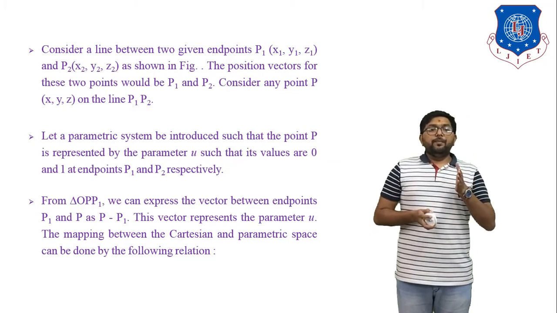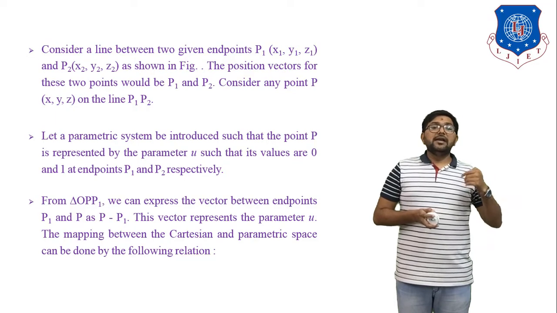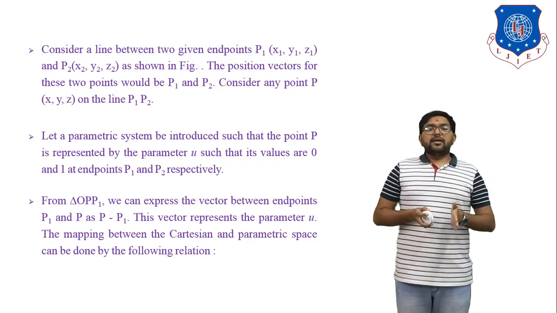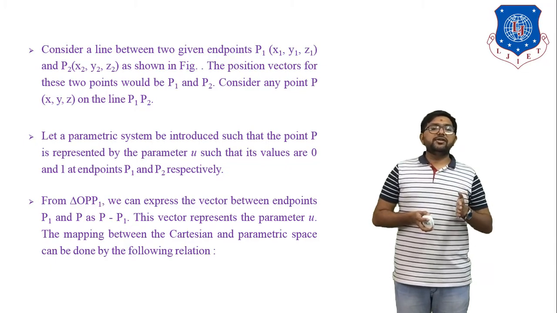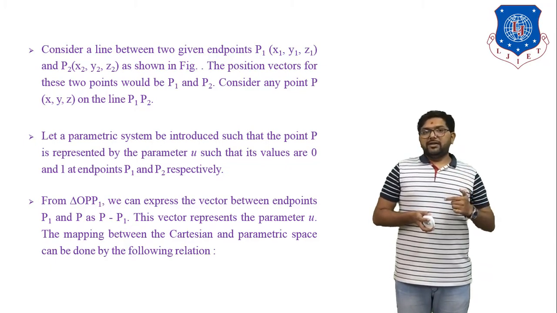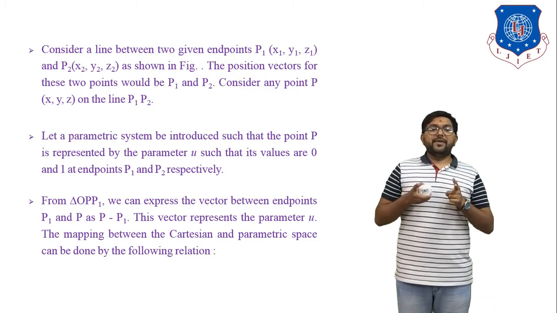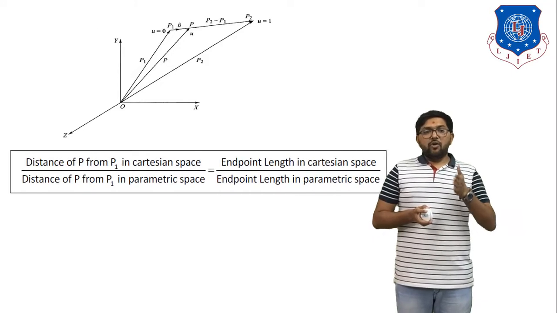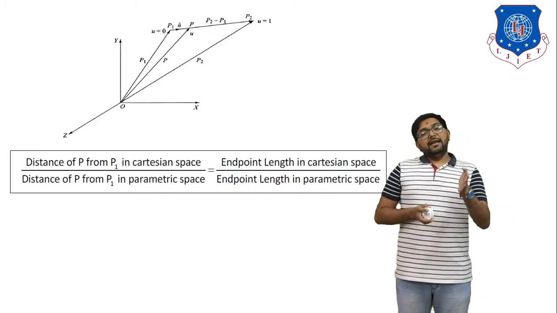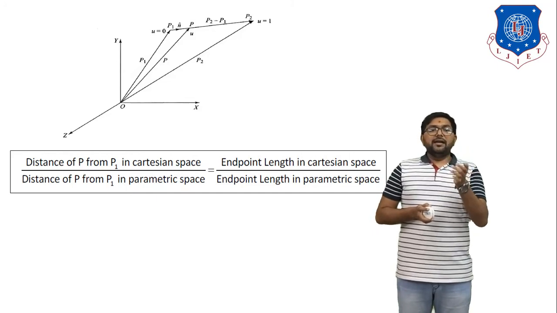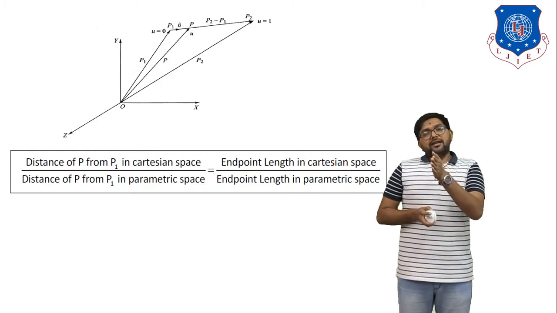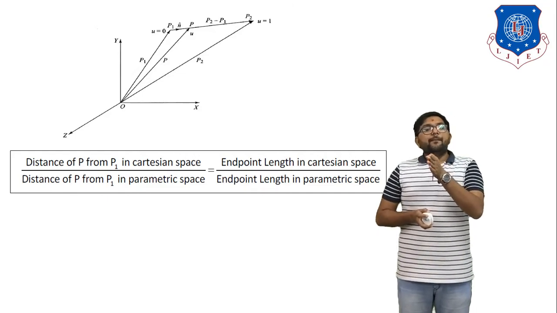Next, from triangle OPP1, we can express the vector between endpoints P1 and P as P minus P1. If you want to find the vector between two points, you have to subtract the points. This vector represents the parameter u. The mapping between the Cartesian and parametric space can be done by the following relation. Now we have to derive the relationship between the parametric space and the Cartesian system. Based on this diagram, the distance of P from P1 in Cartesian space, over the distance of P from P1 in parametric space, is equal to the endpoint length in Cartesian space over the endpoint length in parametric space.